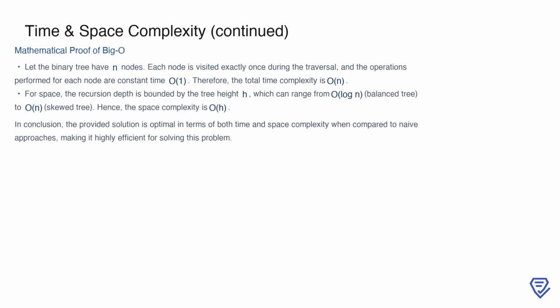For space, the recursion depth is limited by the tree's height, h. In a balanced tree, h is O(log n), while in a skewed tree, h is O(n). Thus, the space complexity is O(h). In conclusion, this solution is both time and space optimal, especially when compared to brute force methods, making it an efficient choice for this problem.